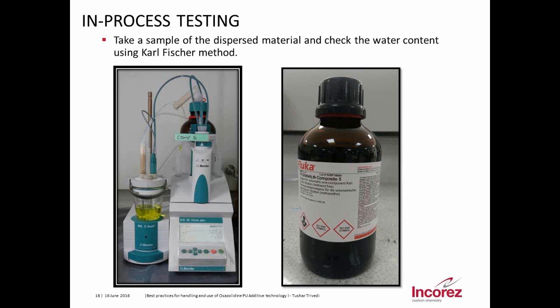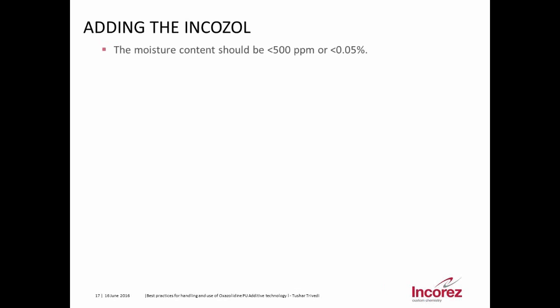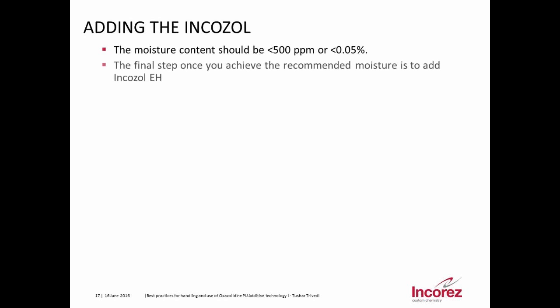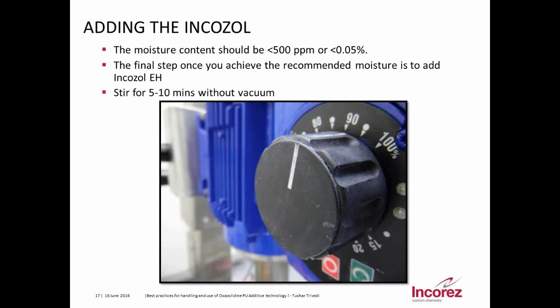Now this is the last step of manufacturing a one component system, where you add INCOZOL EH. What we recommend is that before you add any INCOZOL EH, you should measure the moisture content. The moisture content of your system before you add INCOZOL EH should be less than 500 ppm or 0.05% of water. Once you achieve that, the final step is to add the recommended INCOZOL EH into the system, and slowly stir it without vacuum before filling.